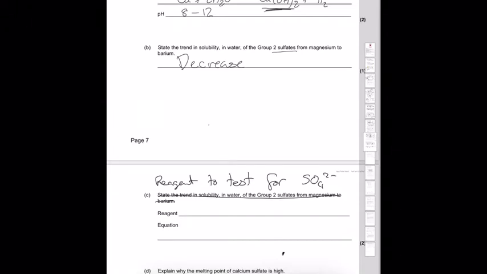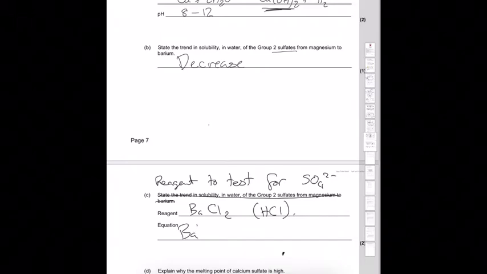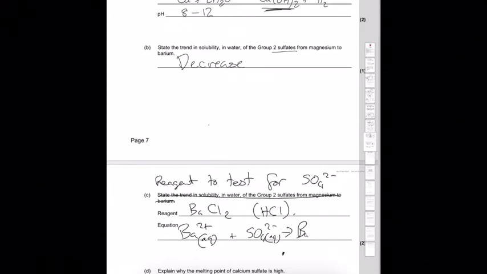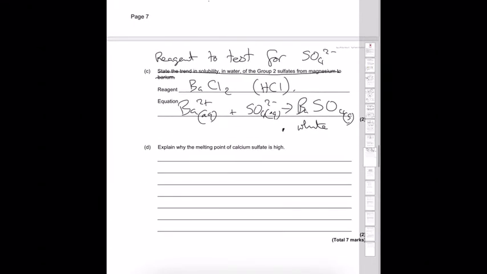It should have been, what's the reagent to test for sulfate, and it's barium chloride, which is acidified with hydrochloric acid. And the equation for the reaction is Ba2+ plus SO4 2- goes to BaSO4, and it's a solid. Now, everybody would have received a mark from that in the 2020 paper, even if you probably worked it out, because it's not really fair. It was just an error that crept in.